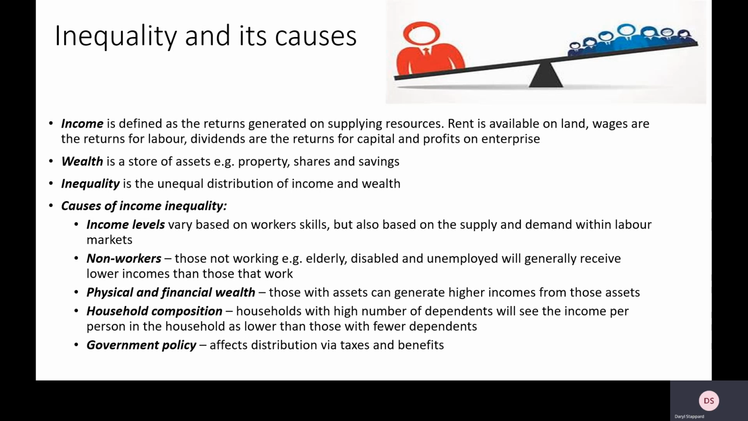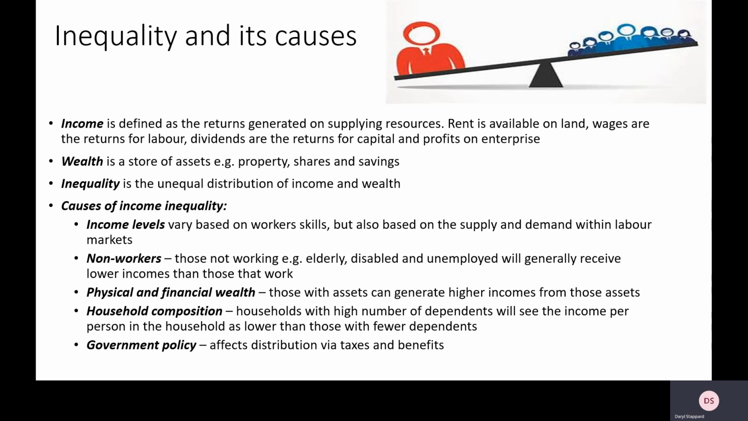We then look at wealth as well. So the logic would be that those who have got assets, lots of wealth built up, property, shares, businesses, they'll be able to generate more income from those assets than those that don't have that wealth in the first place. The data also shows that household composition can have a big impact on inequality.